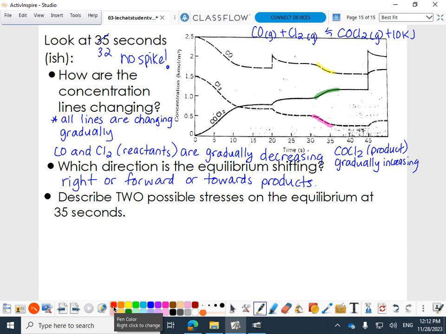So we did concentration already. The other two types of stress were pressure, volume and temperature. So we're going to look at both of them because we can't tell exactly which one it is, because the graph is measuring concentration. It is not measuring pressure, volume, and temperature. But something is clearly happening. The lines are not level, so it could be either one, and neither is a better choice in this case, so we have to explore both. Actually, I'll write them in the same order as yesterday.